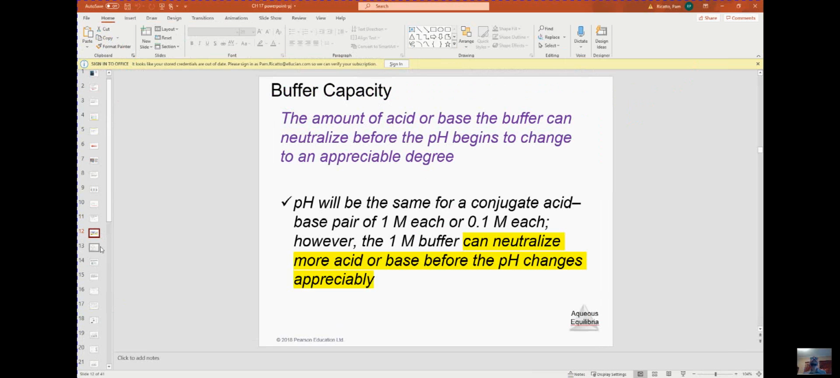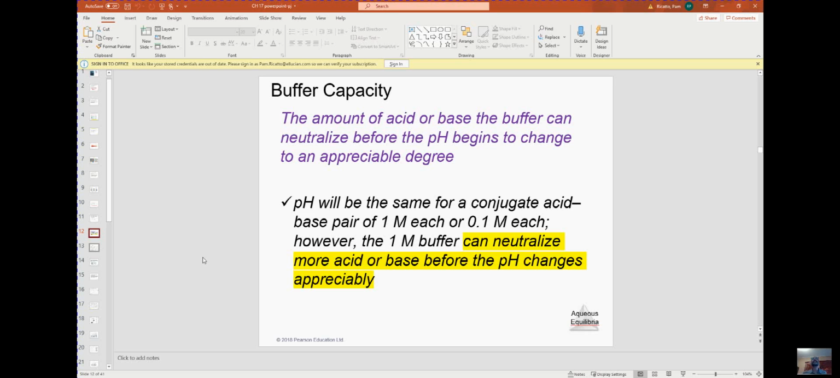Okay, the next slide is called buffering capacity. The buffering capacity is the amount of acid or base the buffer can take before the pH begins to change to an appreciable degree. The more you shove into the solution, the higher the concentration, the higher the buffering capacity. It's like you're getting more soldiers, more Batmans and more Robins. Remember, Batman takes care of any incoming base, and Robin takes care of any incoming acid. So the higher the concentration, the bigger your army of acid-base conjugate pairs that can knock out any strong acid or base that you put in.